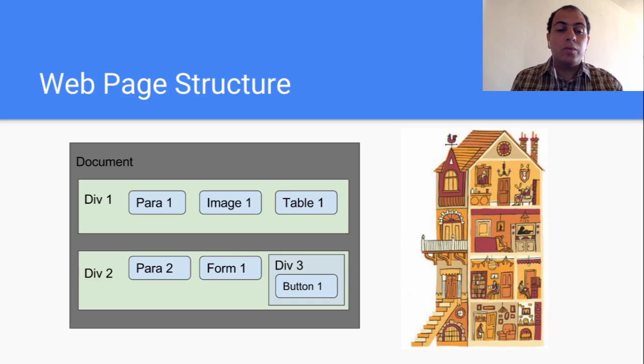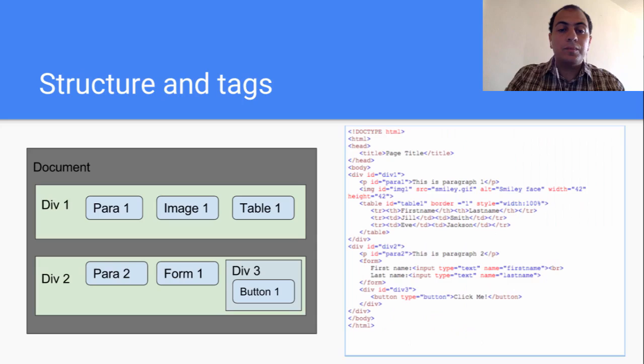It can be made of containers or container divisions, and these can contain other things like paragraphs or images or tables, or can contain other divisions which contain other items. And this structure is reflected in these tags that we see to the right. These tags are actually what the browser understands so that it will display to us the appearance of the web page that we see on the screen.